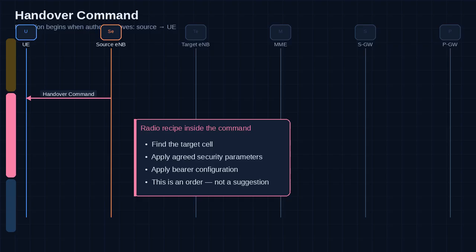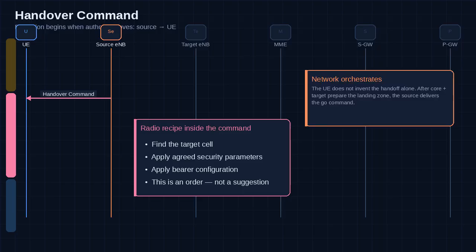Watch the direction. Control still flows from the network toward the phone at this moment. The UE has not yet proved it can hear the target. It has only been told to try. A common misconception is that the phone invents the handoff by itself when signal fades. In an S1 handover, the network orchestrates the move. The UE executes a command that the source delivers after the core and the target have already prepared the landing zone. So the first beat of execution is not data moving, it is authority moving.